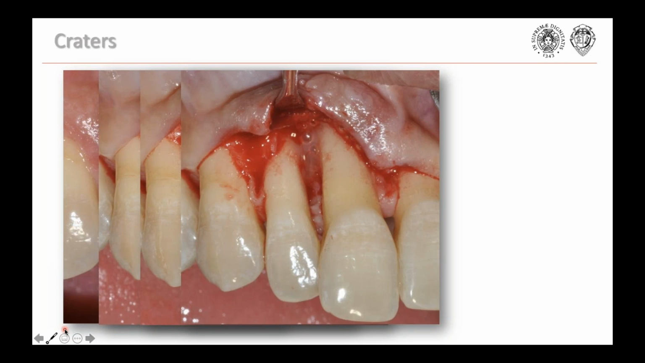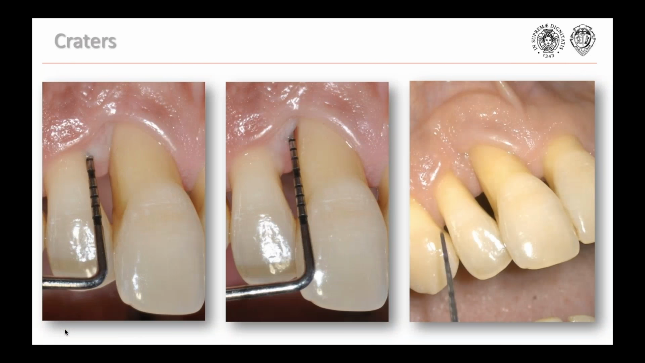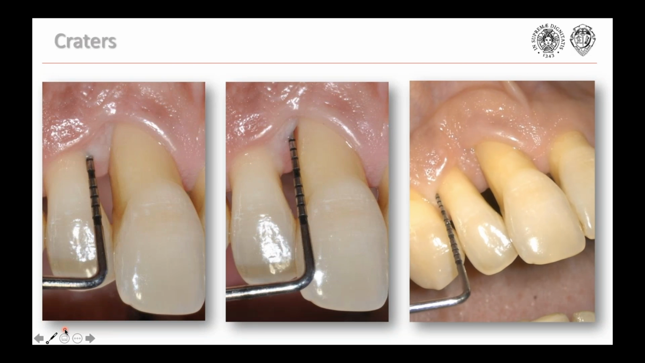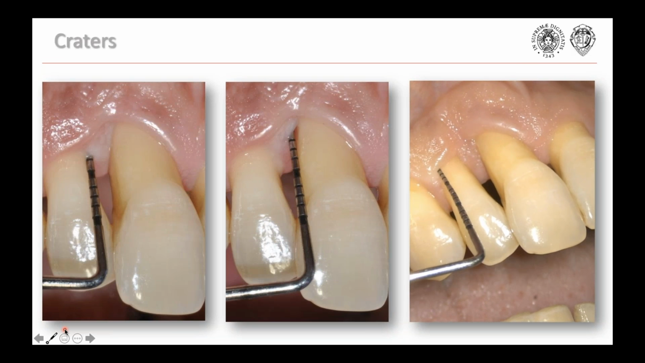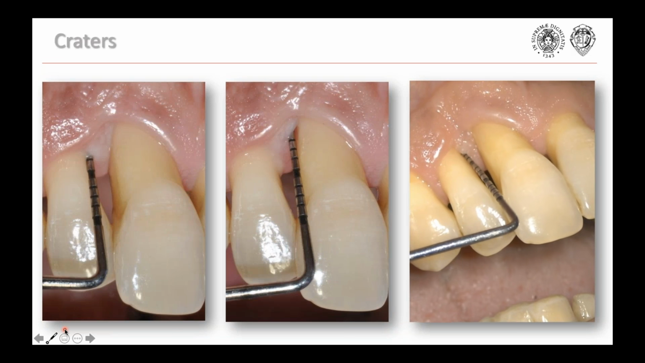Then we'll apply our enamel matrix derivatives, then our xenogeneic graft in the wound, and then our suture, very simple, and this is before and afterwards. This is 8 months after the surgery. And you can see, once again, the pockets closed.